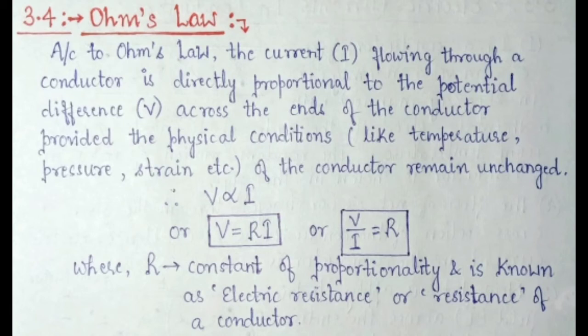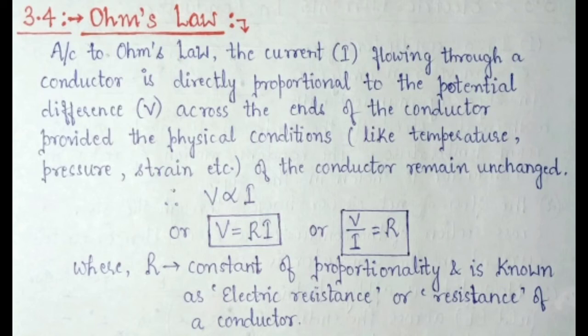In the next line the formula with respect to the definition is given, that is V is directly proportional to I, and after removing the sign of proportionality we get V is equal to IR, where R is the constant of proportionality and is known as electrical resistance or resistance of a conductor. So V equals IR is the main formula. After cross multiplying, we can get V upon I equals R.